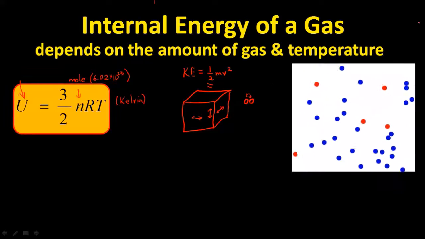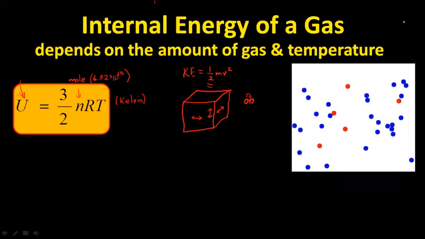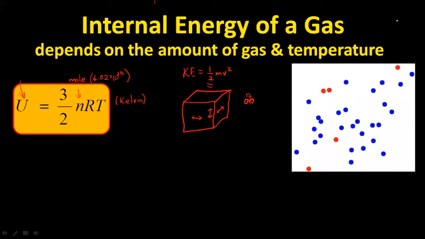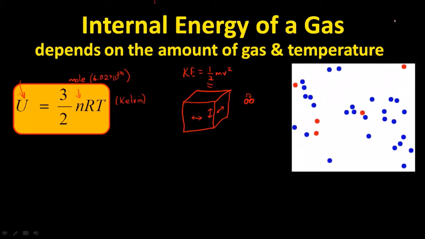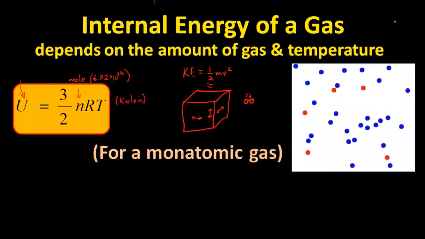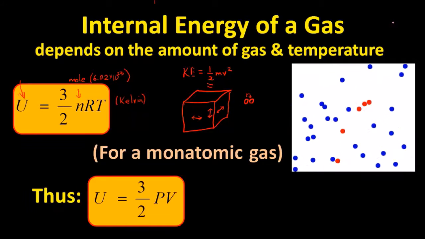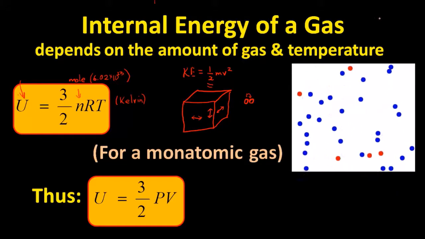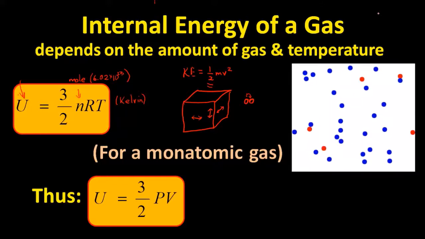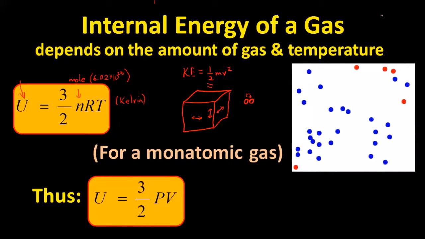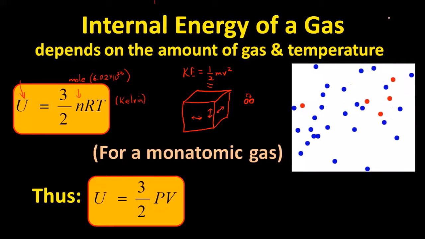Those of you who remember your ideal gas law, and we are talking about a monatomic gas, so it's pretty much an ideal gas like helium or neon. Remember that PV equals nRT, the ideal gas law. And so for this monatomic gas, we could also write that the internal energy is equal to 3/2 times the pressure of the gas times the volume of the gas. And if you want that energy to be measured in joules, then the pressure would have to be in pascals and the volume would have to be in meters cubed.